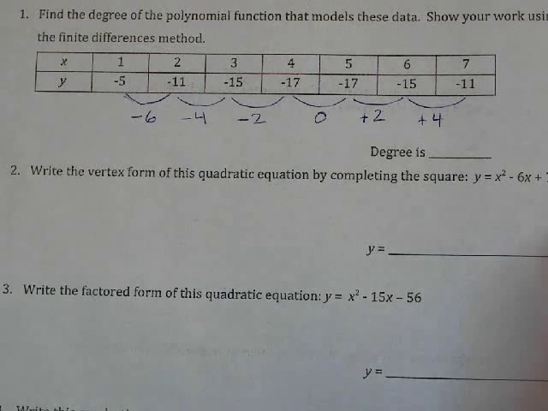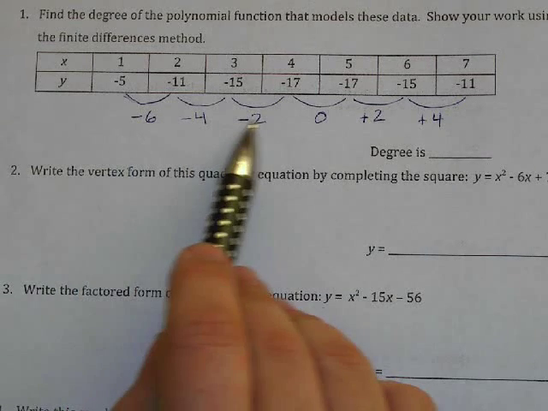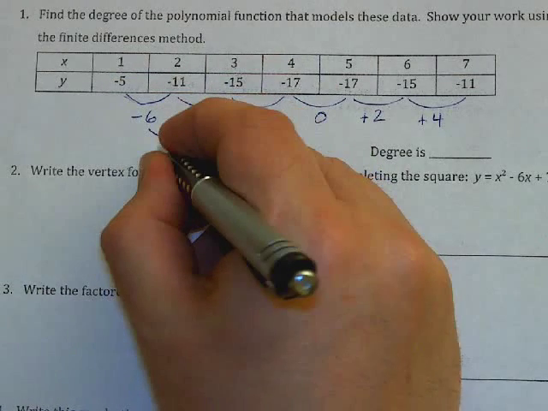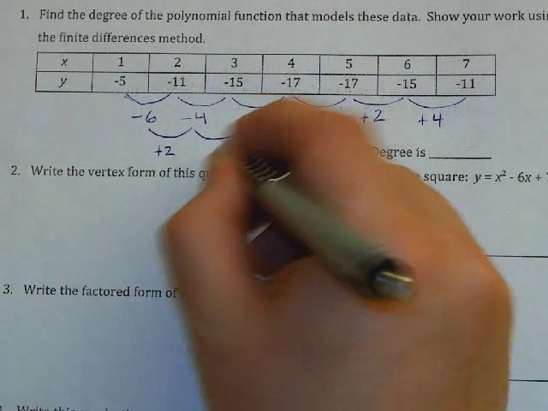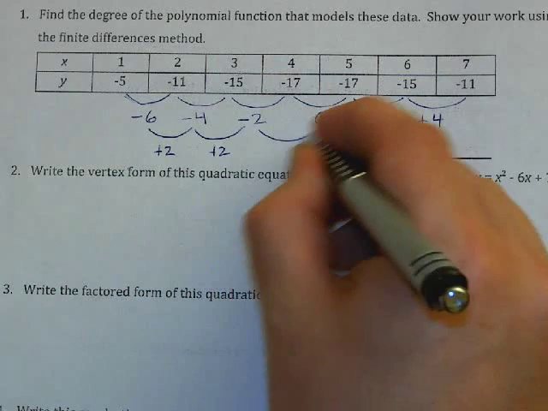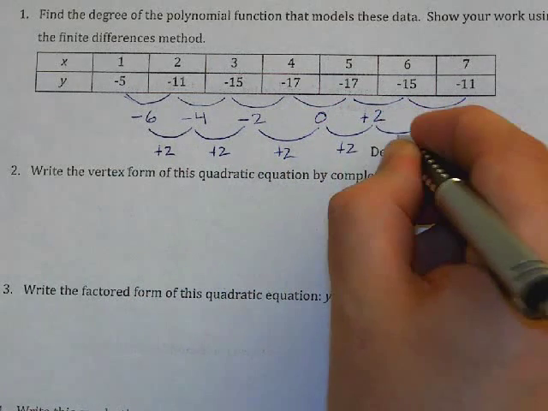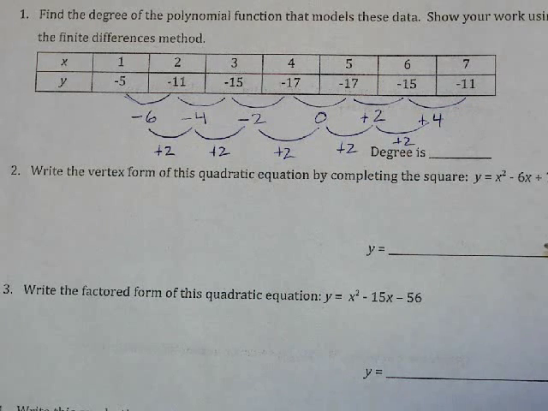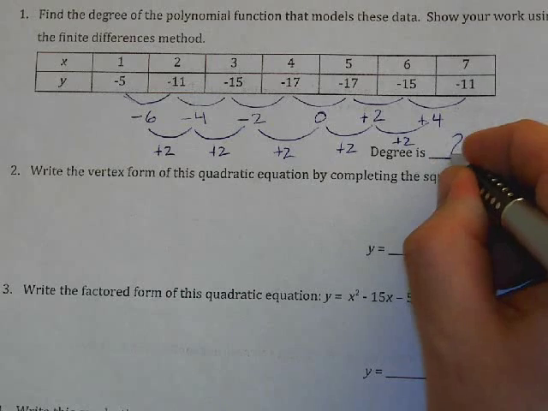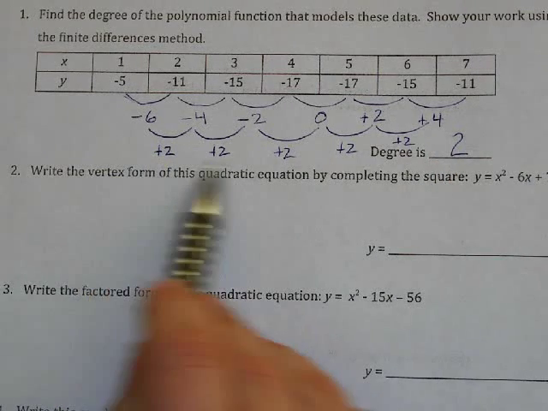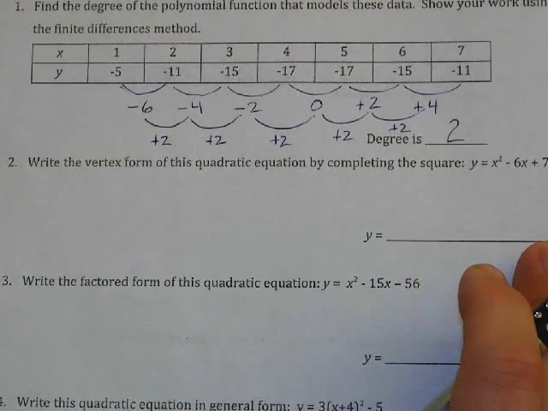So it's not a first degree polynomial because the first differences are not all the same. So we look at the second differences. Plus 2, plus 2, plus 2, plus 2, plus 2. So since the second differences are the same, the degree would be 2. It's not because this number is 2, but because they're all the same, the degree is 2.